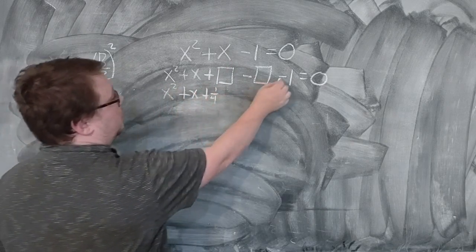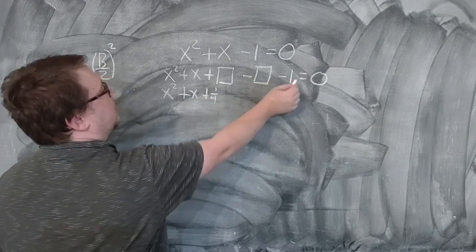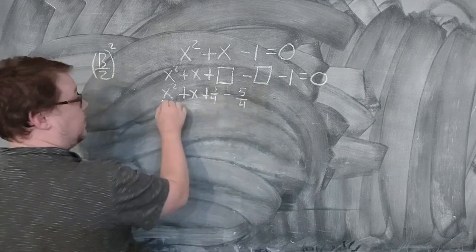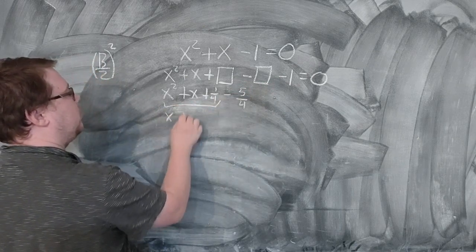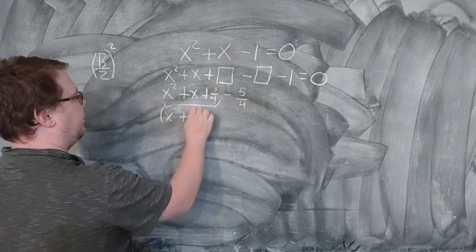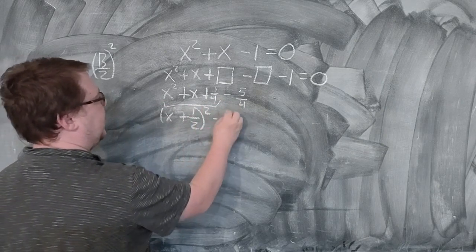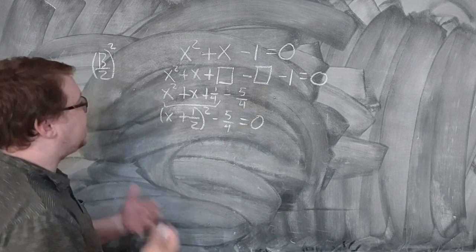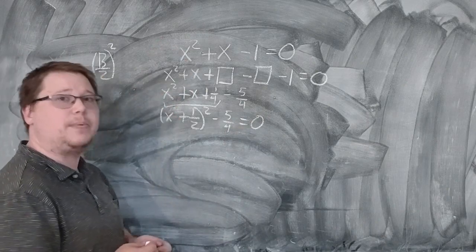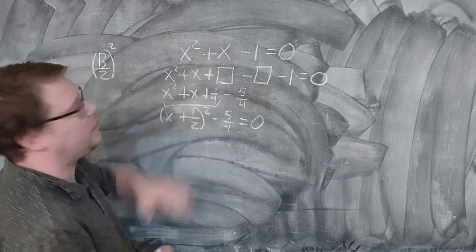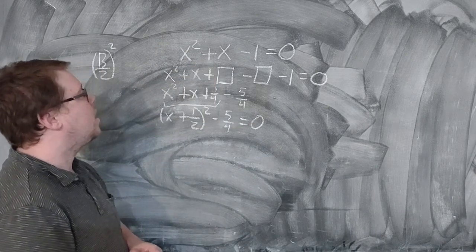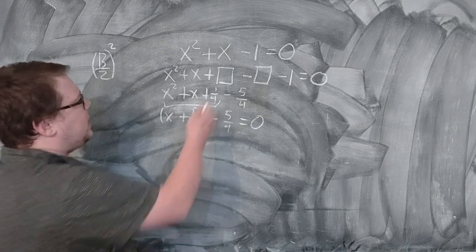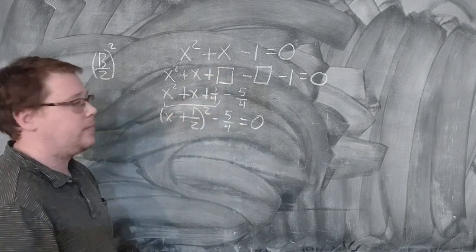So we get x squared plus x plus 1/4, and then we have negative 1/4 minus 1, which is negative 5/4. This will factor into x plus 1/2 squared minus 5/4, and that equals 0. If you have any issues getting this far in this problem, take a look at my other video where I go over that in a little more detail. For now, let's take a look at how we get this magic number.